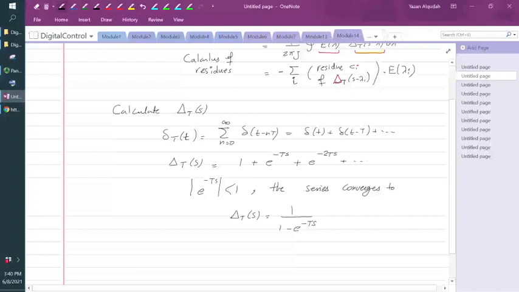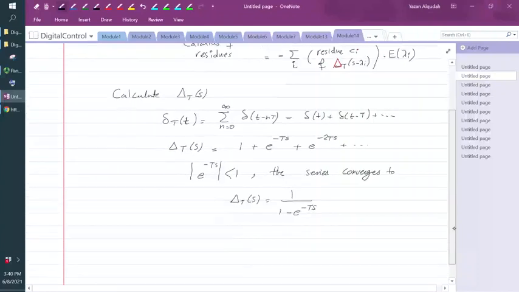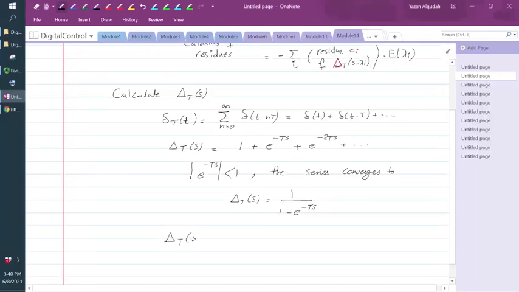So therefore, what we want to do is simplify this expression. Looking at the residue of delta T of S minus lambda, delta T of S minus lambda is going to equal 1 over 1 minus e to the negative T(s minus lambda).